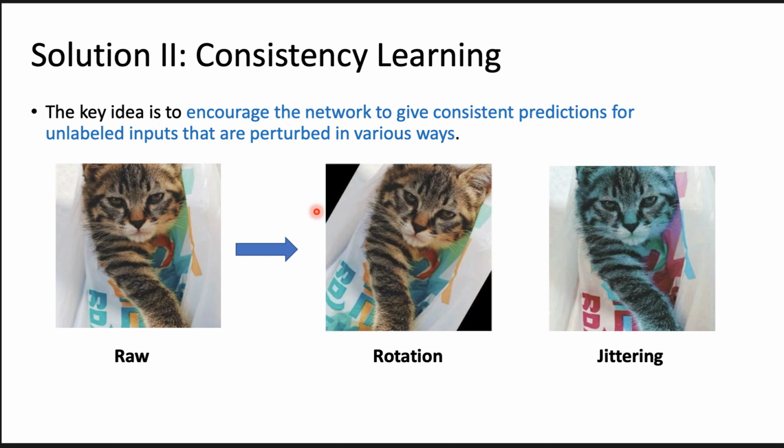The second solution is consistency learning. The key idea is to encourage the network to give consistent predictions for unlabeled inputs that are perturbed in various ways. Here, the perturbations may include Gaussian noise, random rotation, color jittering, and so on.